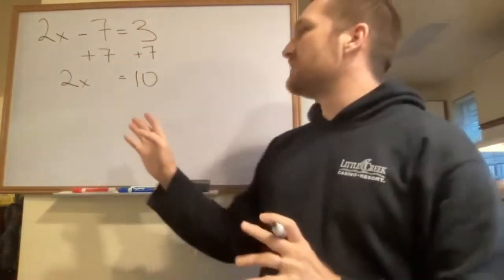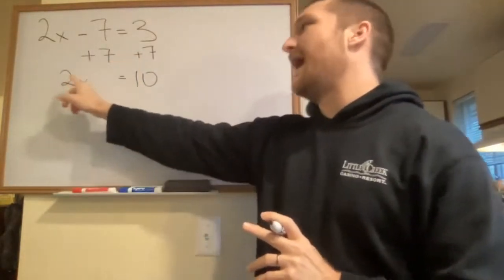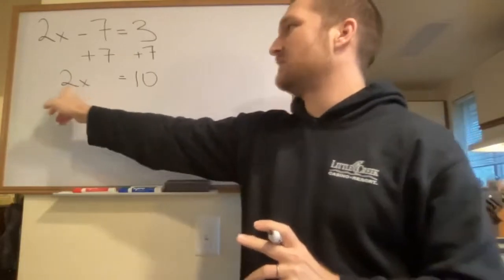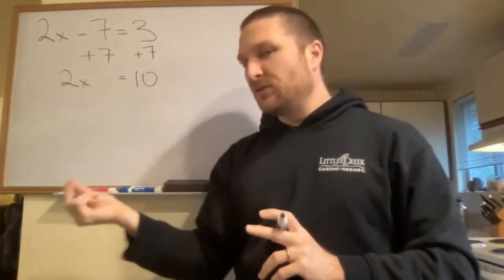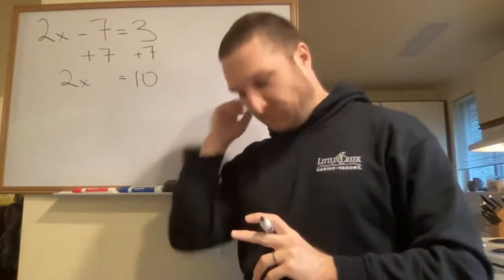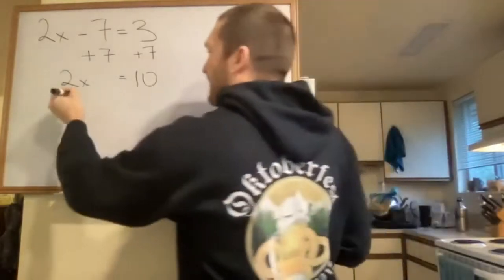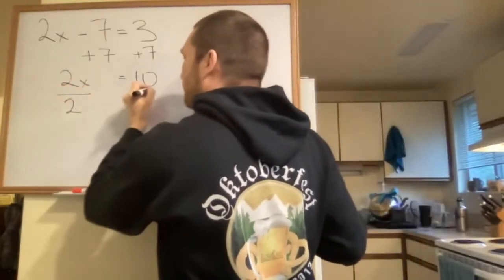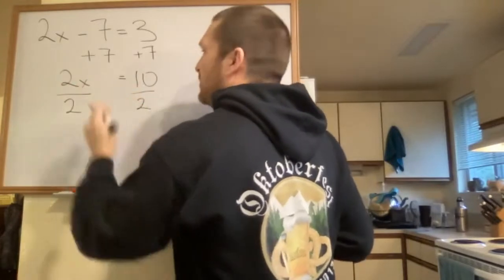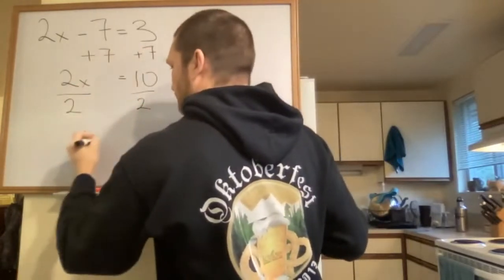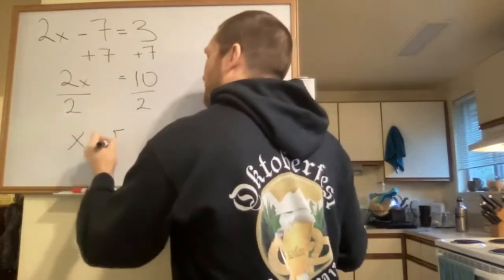And now it's the socks, right? Now it's the first thing that happens to x and we undo that. How do we undo multiply by 2? Divide by 2. We use the inverse operation to undo the thing. Okay, and we get x = 5.